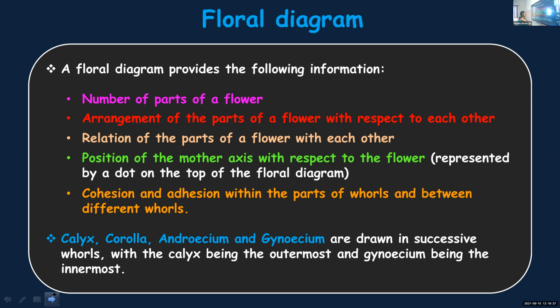Calyx, corolla, androecium, and gynoecium, they are drawn in successive whorls, with the calyx being the outermost and gynoecium being the innermost. So you'll be learning about a floral diagram, and you have to learn to draw the floral diagram of Solanaceae family. And in that, all the four whorls will be drawn, with the calyx being the outermost layer and gynoecium being the innermost layer.